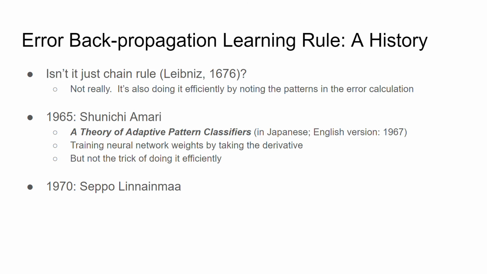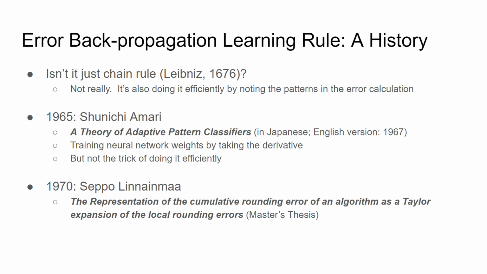In 1970, there's another paper, or a master's thesis, Representation of Cumulative Rounding Error of an Algorithm as a Taylor Expansion of Local Rounding Errors. Fine, okay. It does not mention neural networks, but it does have the efficient version of this derivative trick. So these are definitely precursors to this algorithm. Neither of them is really taking it all the way.